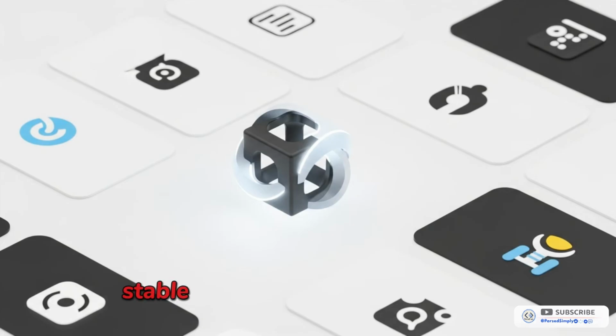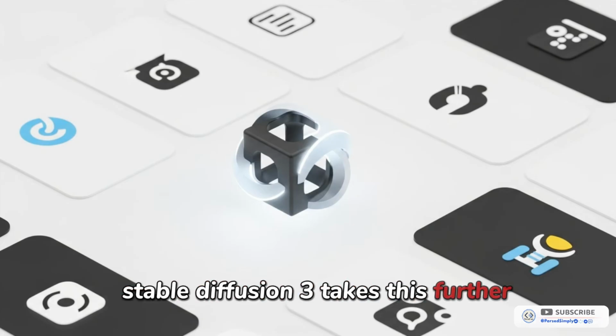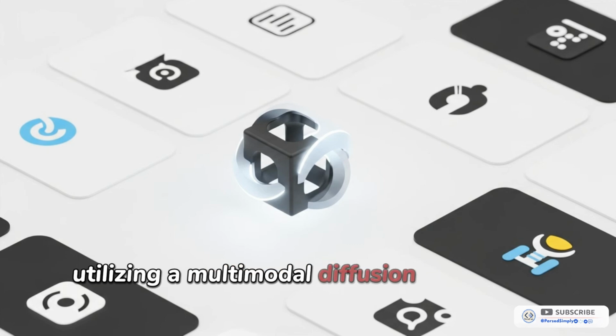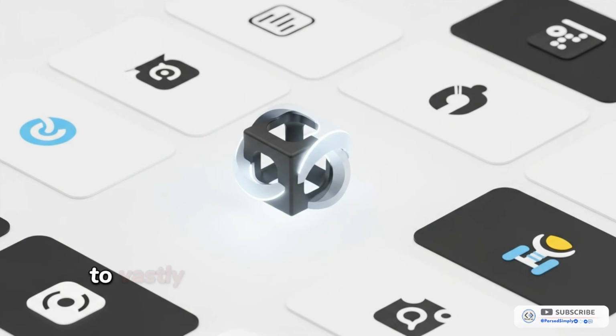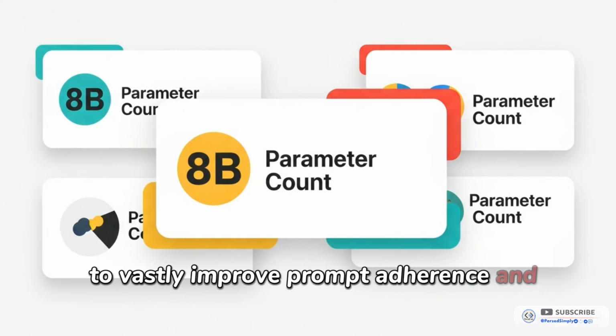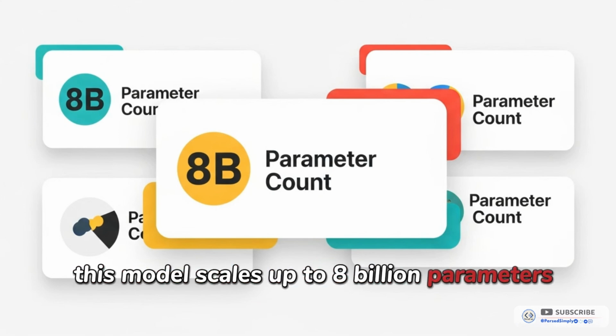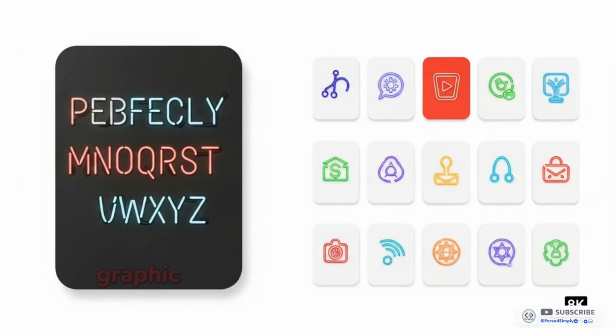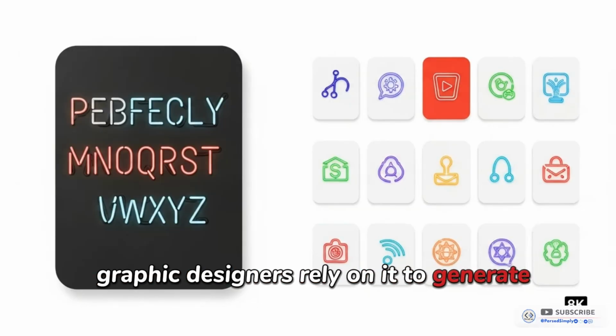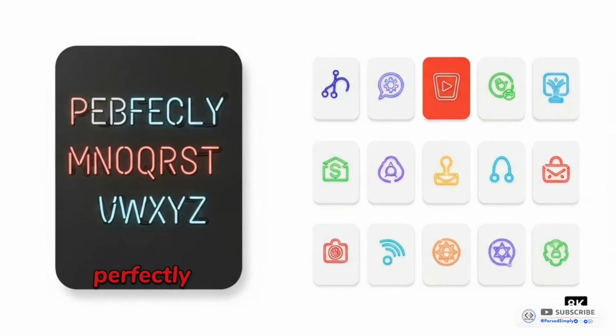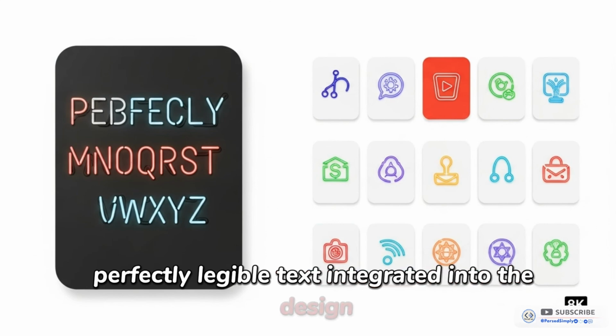Stable Diffusion 3 takes this further, utilizing a multimodal diffusion transformer architecture to vastly improve prompt adherence and typography. This model scales up to 8 billion parameters in its largest version. Graphic designers rely on it to generate images with complex, perfectly legible text integrated into the design.